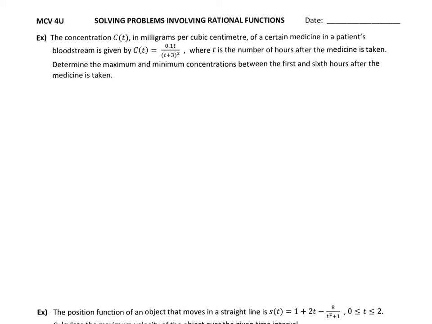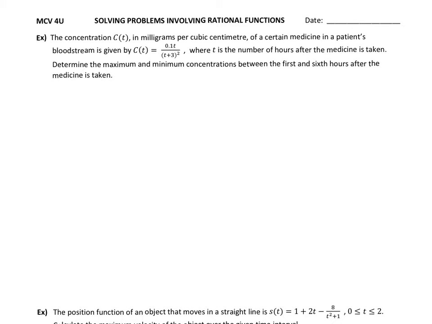In this lesson, we are solving some problems involving rational functions. Of course, with calculus, which means we are going to be finding the derivative using our quotient rule because of these rational functions. Our first example is the concentration C at T in milligrams per cubic centimeter of a certain medicine in a patient's bloodstream is given by the function.